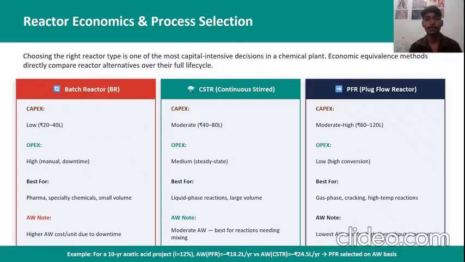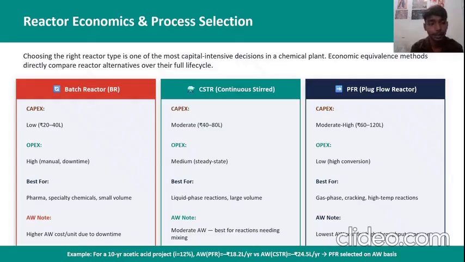Hey everyone, I am Aman Jaiswal from Group 2. So we were discussing the optimization of the plant designing. Our first topic is reactor economics and process selection. Choosing a reactor is one of the most capital intensive parts of the plant, and we use annual worth to compare them.